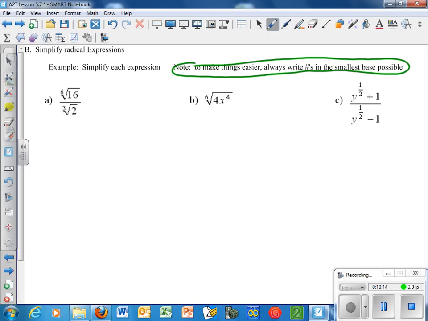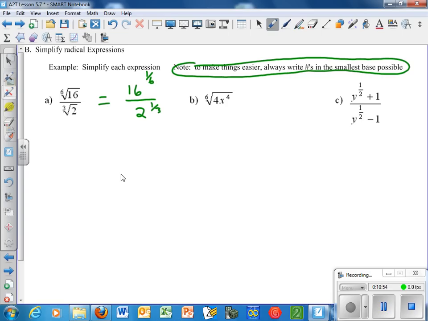Okay, so let's look at this first one here, which is the 6th root of 16 over the cubed root of 2. I am going to change these as my first step to fractional exponents. So I'm going to have 16, 6th root means 1/6 power. So I'm going to write the top as 16 to the 1/6. On the bottom, I'm going to write it as 2 to the 1/3 power. Okay, so I'm writing the radicals as fractional exponents, which we did earlier in the lesson.